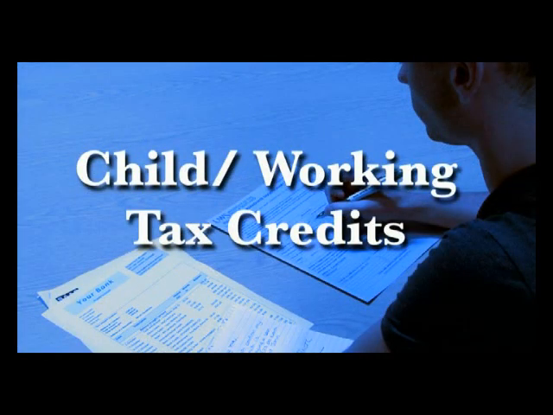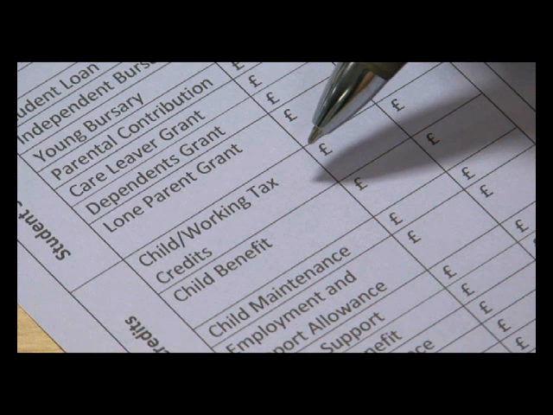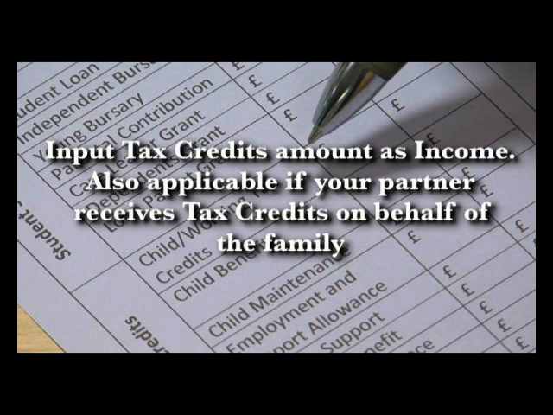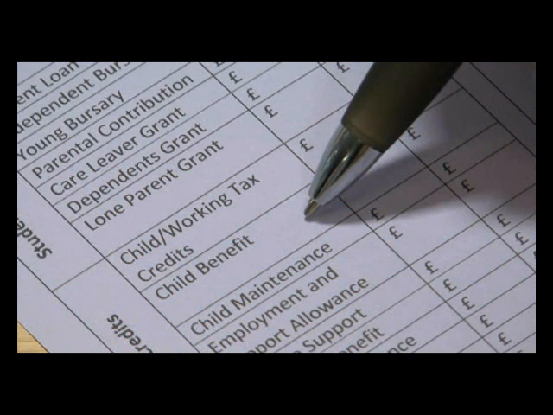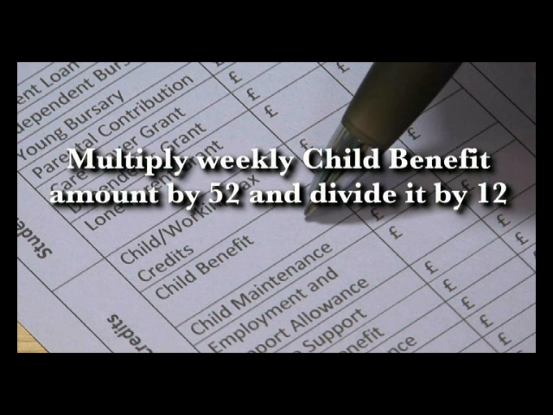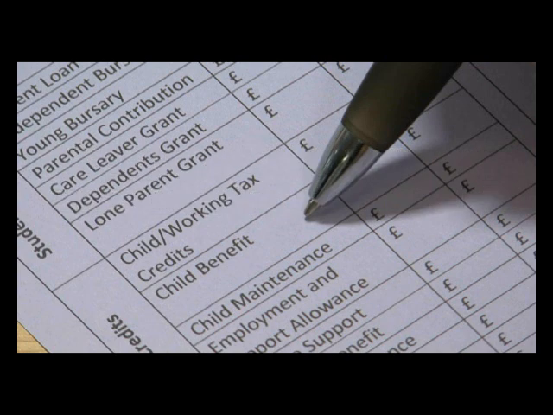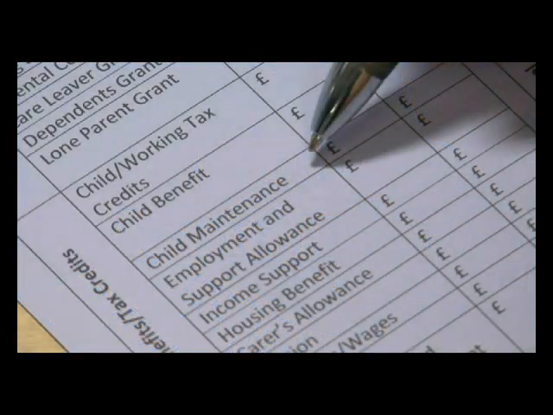Child and working tax credits. If you receive these tax credits, you should input the amount as income. This is also applicable if your partner receives them on behalf of the family. Child benefit. Please input the figure that you receive and highlight this amount on your bank statement. Ensure you have an accurate figure by multiplying your weekly child benefit by 52 and dividing it by 12. Child maintenance. If you receive child maintenance support, please include this amount as income. You should also highlight this on your bank statement. If you don't regularly receive child maintenance payments, there is no need to put down a figure.